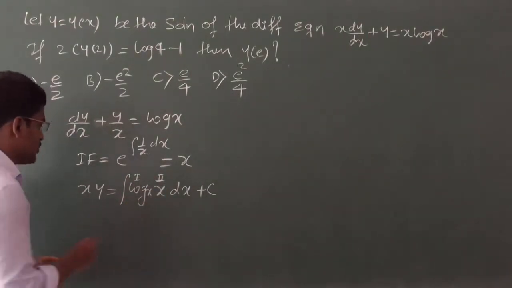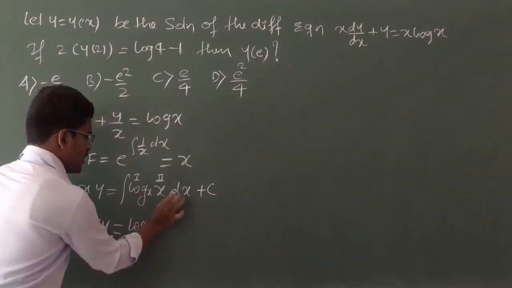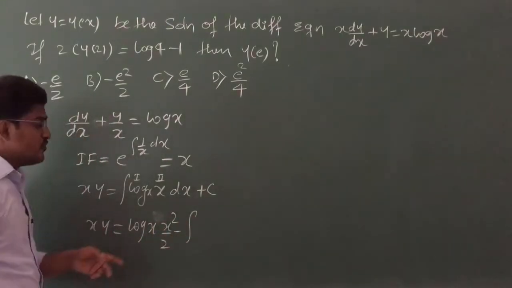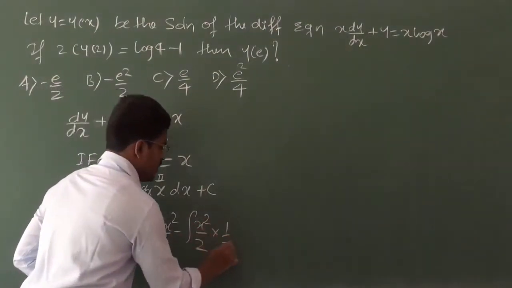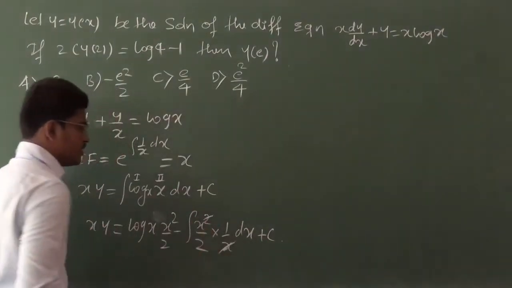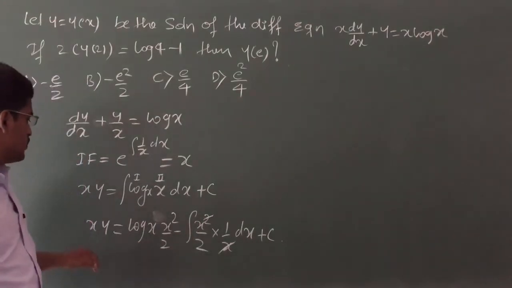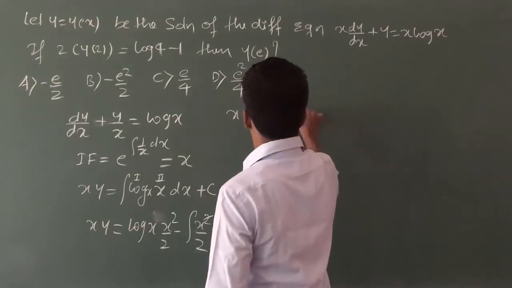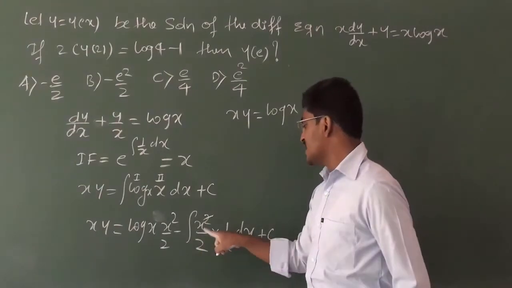If I use ILATE form, it will be xy equal to log x into x square by 2 minus integration of this x square by 2 as it is, differentiation of log x will be 1 by x with respect to dx plus c. So cancel x and x term. So again you will remain with x divided by 2. If I integrate this, you are going to have xy equal to log x, this is x square by 2, minus, what is integration of x by 2?